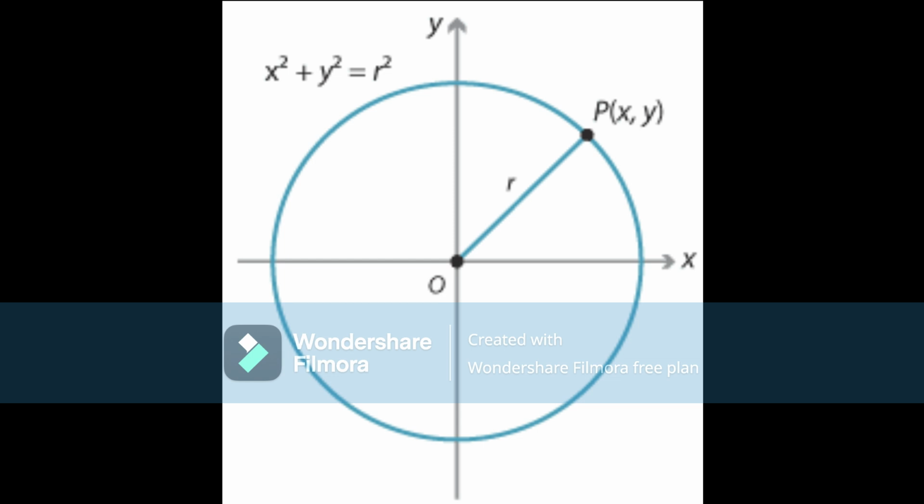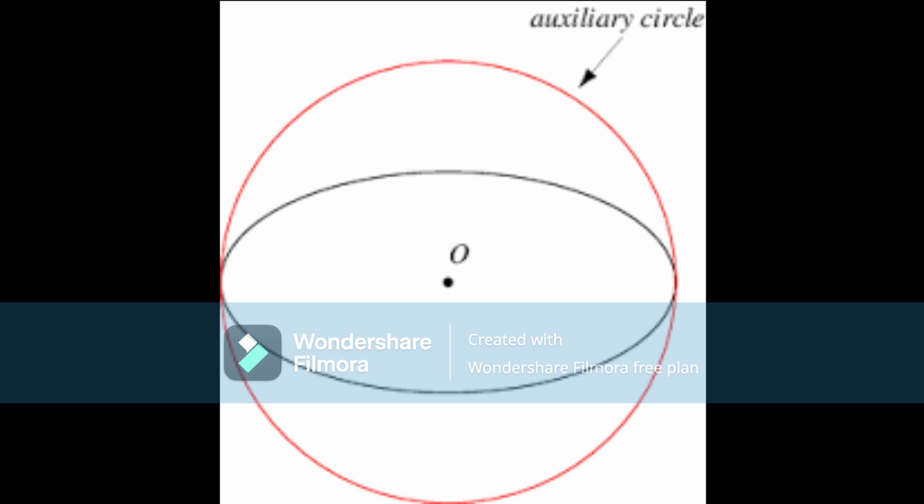If you don't know, that's the general equation of a circle centered at the origin: x square plus y square is equal to radius square. Since we are producing a circle around the ellipse with the radius equal to a, we define its equation as x square plus y square equal to a square. And this circle is called the auxiliary circle of the ellipse.